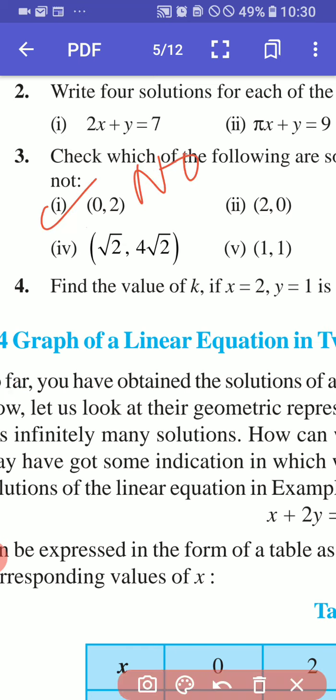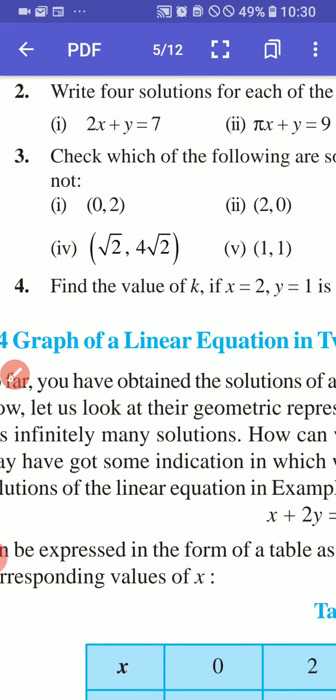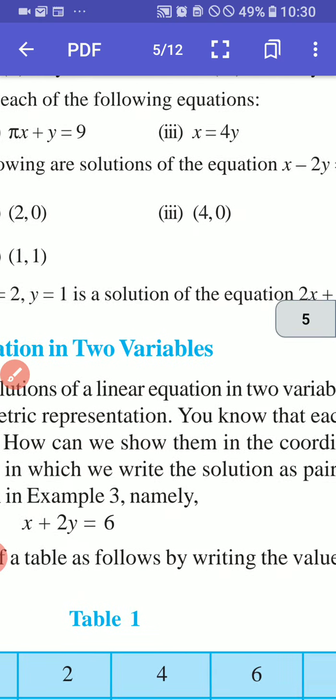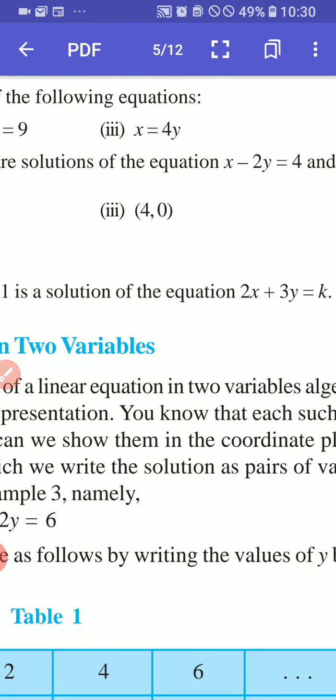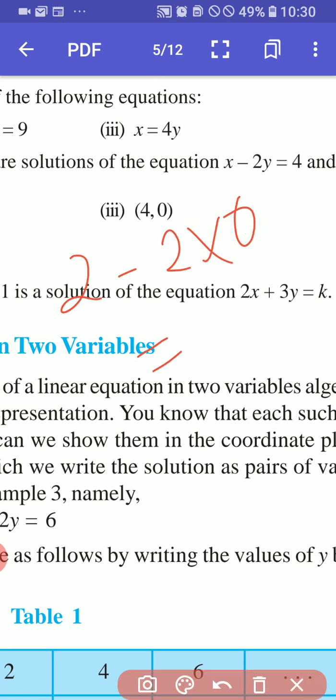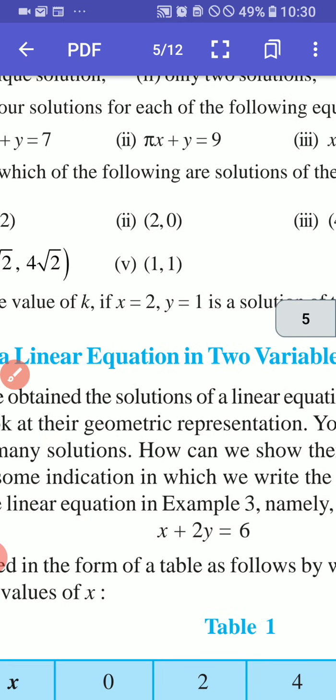Now check it for the second part. It's 2 comma 0. Put x equal to 2, y equal to 0, 2 into 0 equal to, you are getting 2, which is not equal to right hand side. So therefore second part is not the solution of linear equation. No.